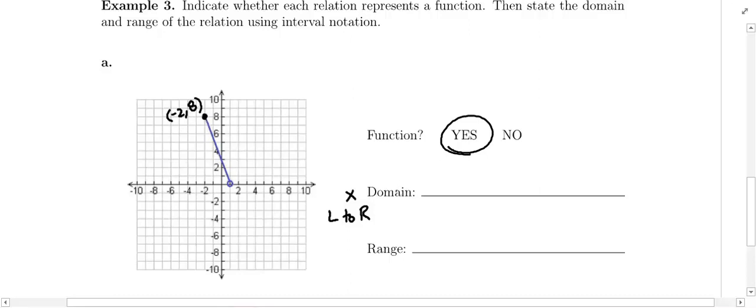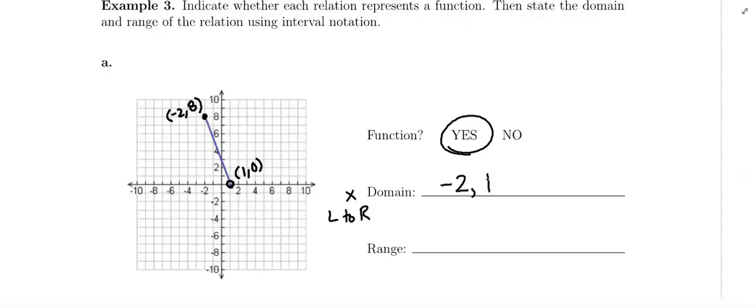Since I'm doing domain, I need to write down the x coordinate. So for this point, the x coordinate is -2. Then I'm going to travel to the rightmost endpoint. That's right here, this open circle. This open circle is located at the point 1, 0. You need to write down its x coordinate, which is 1. So that's the interval. This is saying that this graph exists between all real numbers between -2 and 1 along the x-axis.